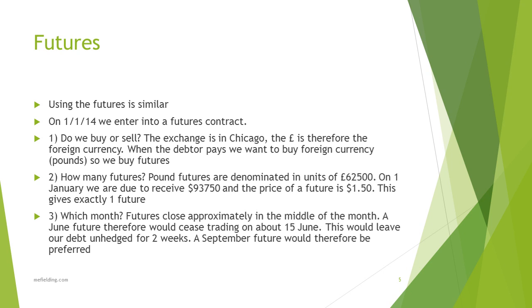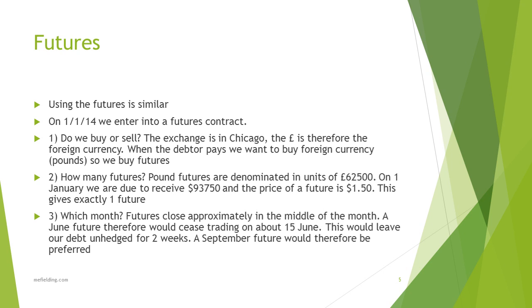Because assuming that we're looking at pound or euro futures, these things close every 3 months and calendar months. Again, I'm telling you this, but it's going to vary. If you call up different exchanges around the world, you'll get different products. So we're just going to work through Chicago at the moment. Right, so do we buy or sell? How many futures? And which month?